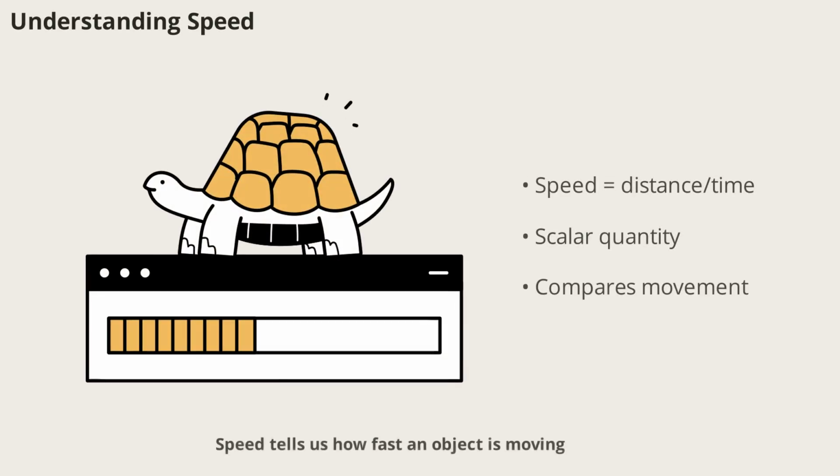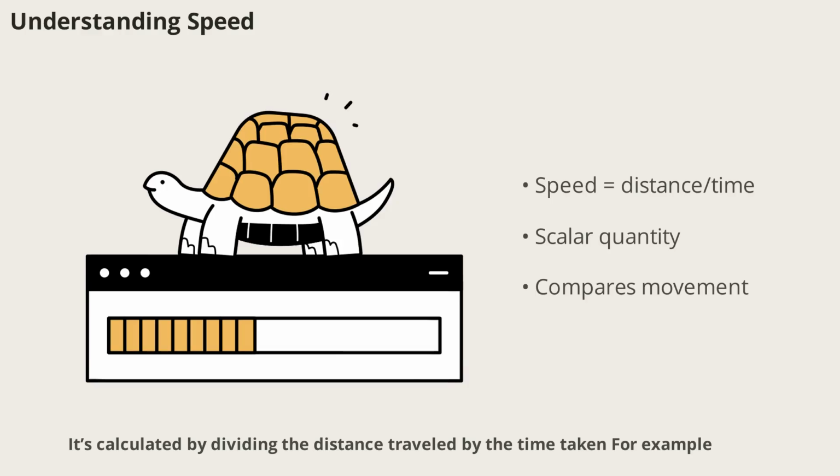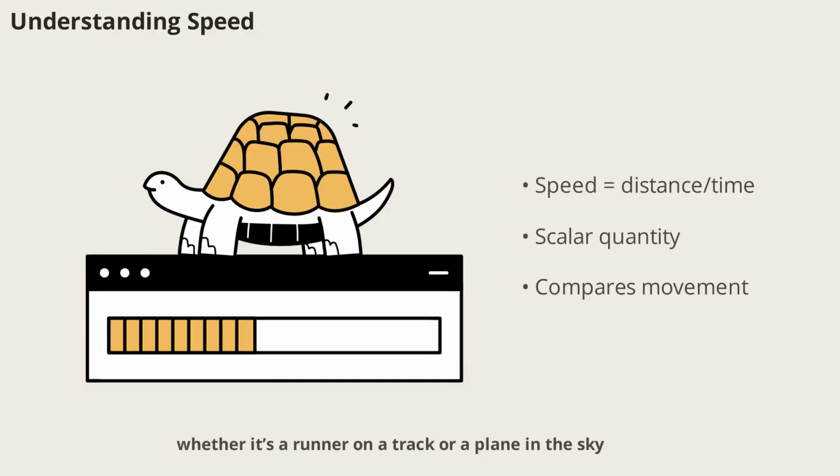Speed tells us how fast an object is moving. It's calculated by dividing the distance traveled by the time taken. For example, if a car travels 100 kilometers in 2 hours, its speed is 50 kilometers per hour. Speed is a scalar quantity, meaning it only has magnitude and no direction. It helps us compare how quickly different objects move, whether it's a runner on a track or a plane in the sky. Knowing speed is essential for planning travel and understanding motion in everyday life.